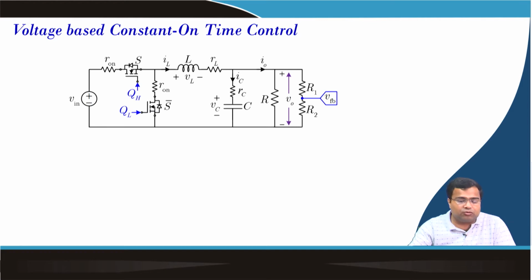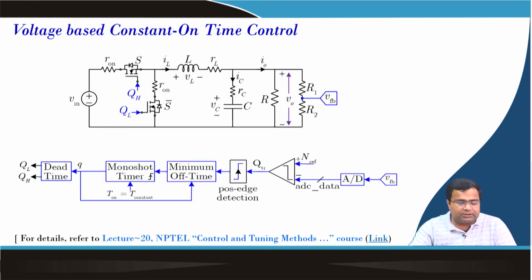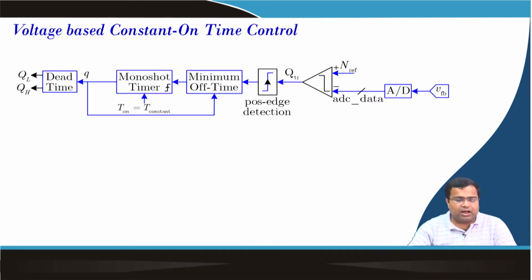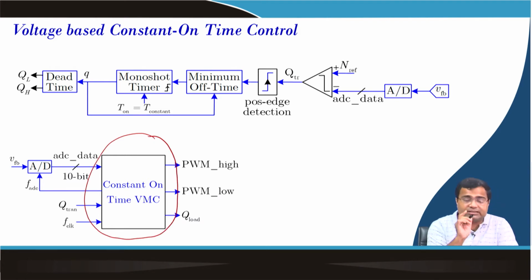So, first we will recollect this block we have already discussed in the previous lecture. We discussed the basic constant on time concept in lecture 20 in our earlier NPTEL course. Now, we want to implement this block using Verilog HDL, synthesize it, and prototype it using FPGA. This block will accept the data from the ADC, and it will also send the ADC clock, and this Q transient is optional, we are not using it.